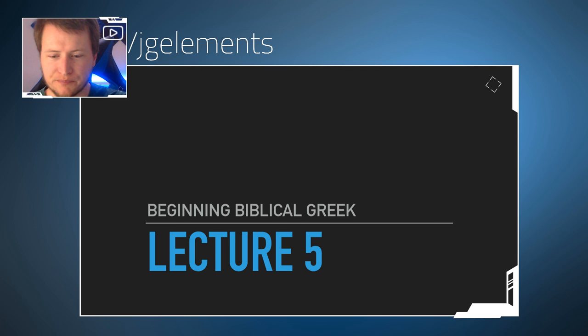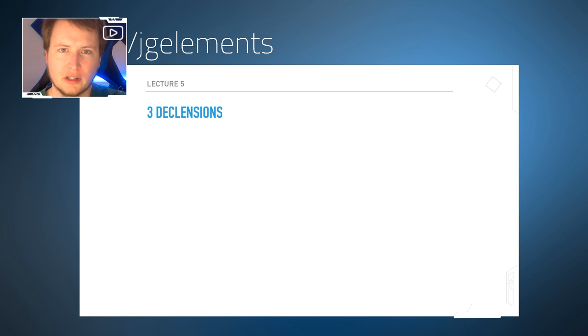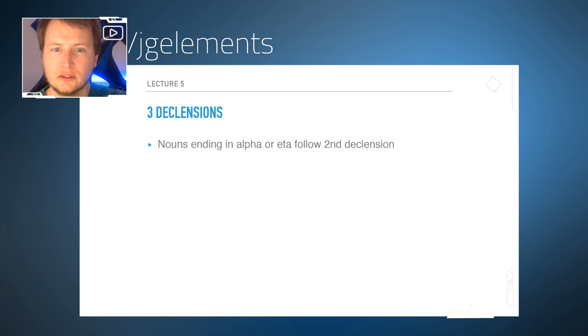Now, so we're going to dive into third declension today. And remember, in review, there's three declensions: first, second, and third. Nouns ending in alpha or eta follow second declension. No, that's first declension.